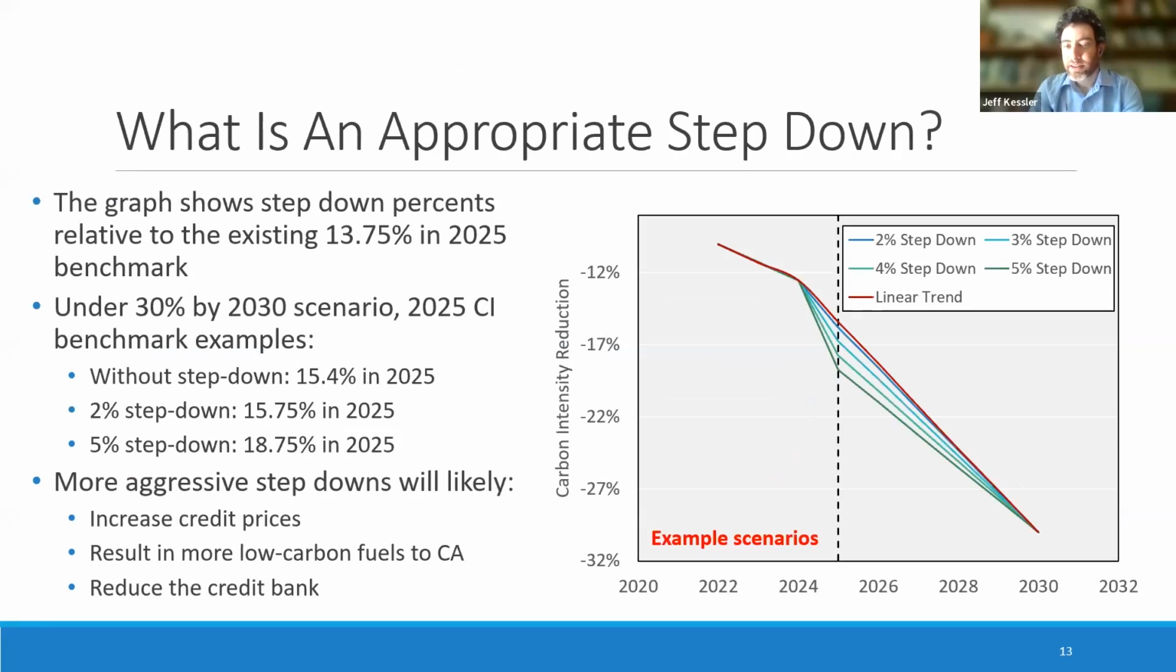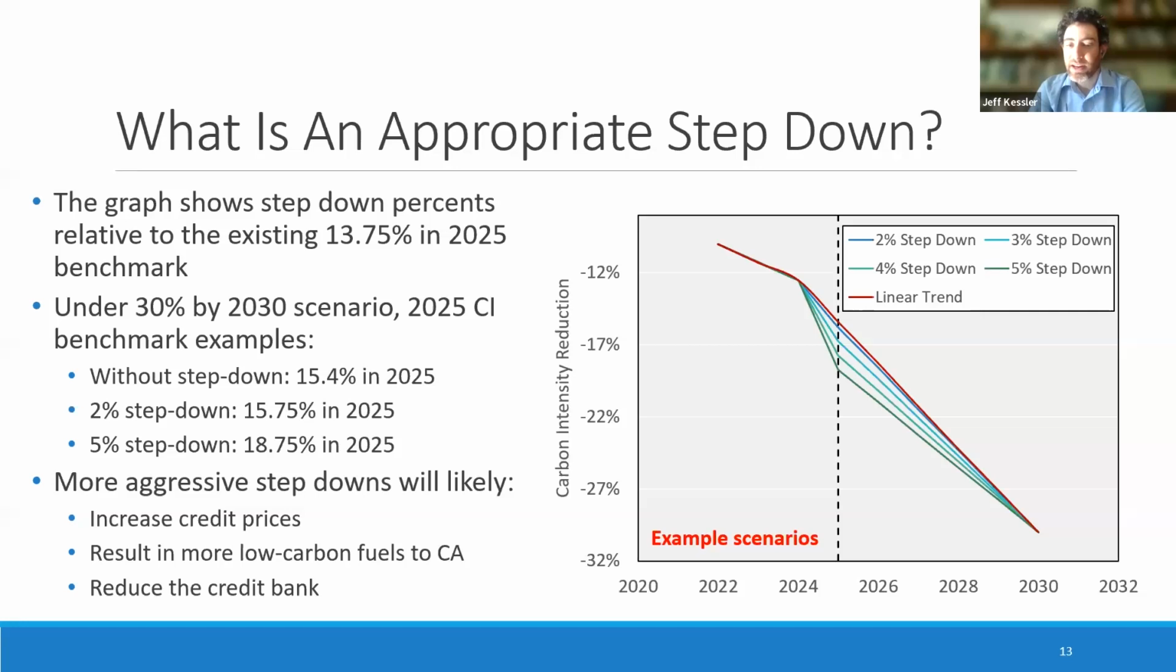This slide and the next slide help provide illustrative examples for how different step downs may impact the low carbon fuel market. For these examples, staff looked at step downs starting in 2025. The current LCFS benchmark schedule calls for a 13.75% reduction in fuel carbon intensity starting in 2025. The graph shows 5 different benchmark schedules from 2025 to 2030. The linear trend is comparable to benchmark schedules staff have shown at prior workshops, in which the carbon intensity schedule declines by an even amount between 2024 and 2030.